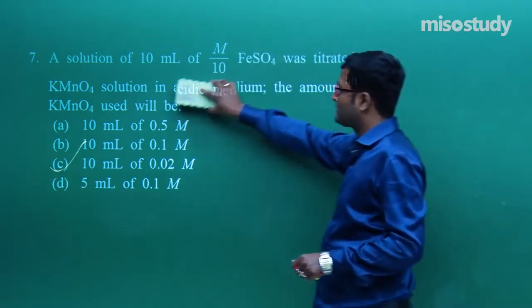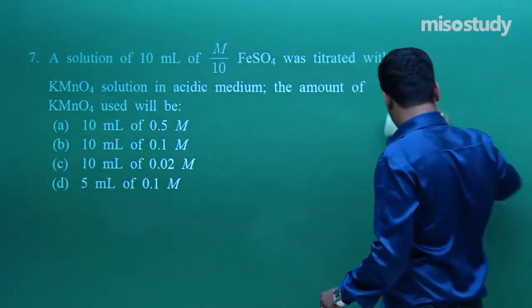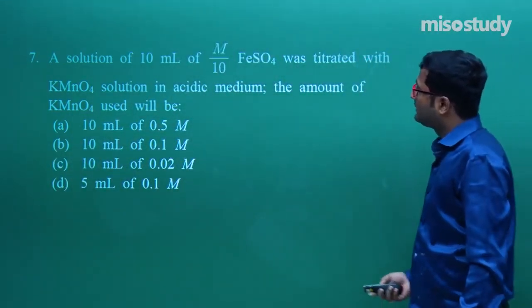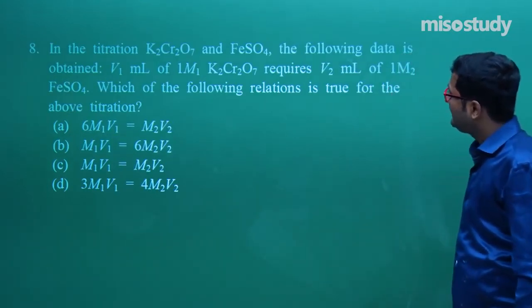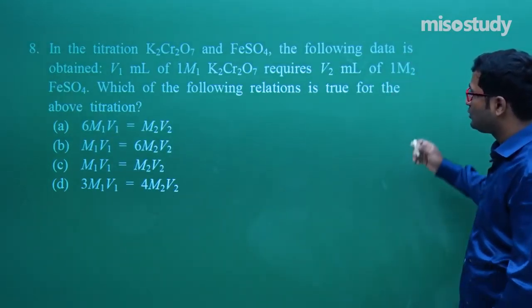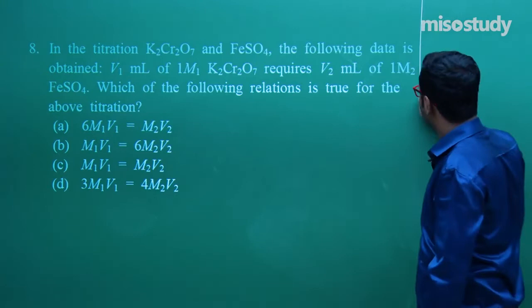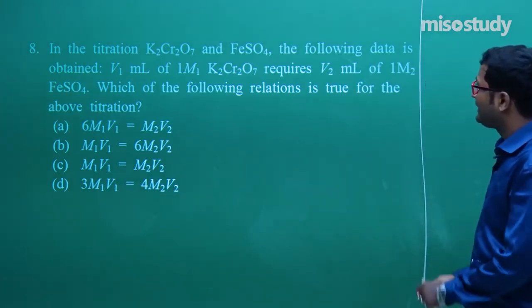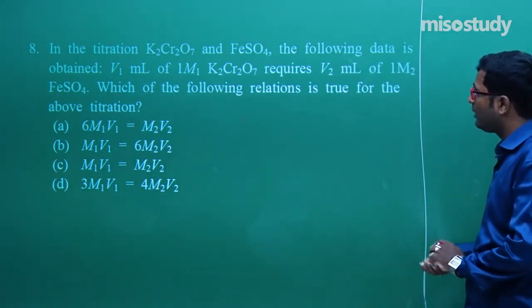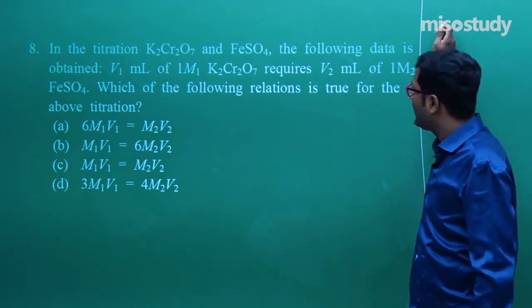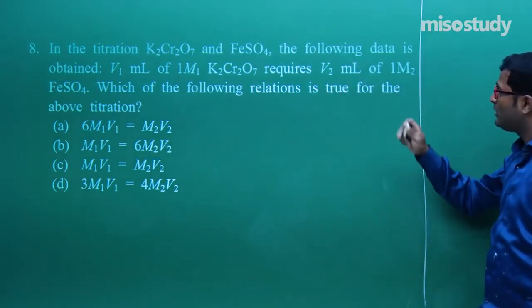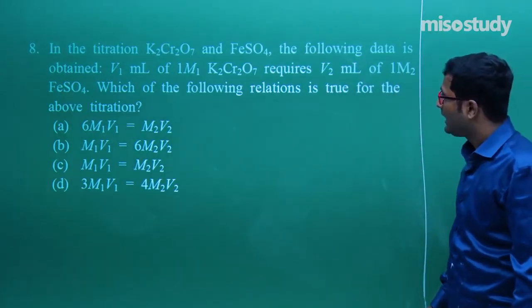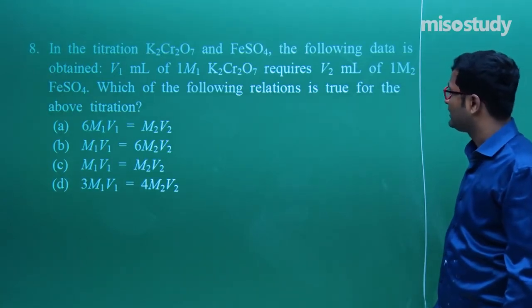Now what is the next question? Look at question number 8. In titration of K2Cr2O7 and FeSO4, the following data is obtained. V1 ml of 1 molar K2Cr2O7 requires V2 ml of 1 molar FeSO4. Which of the following relation is true?